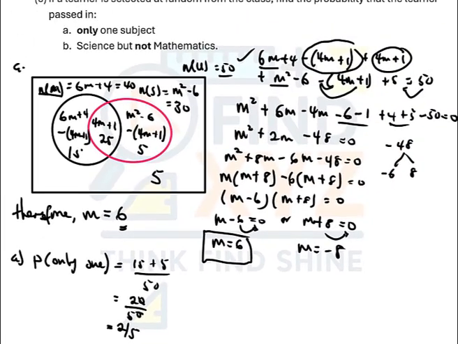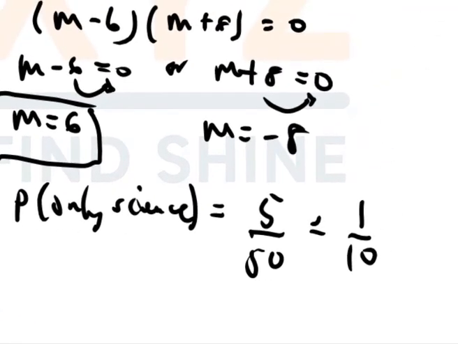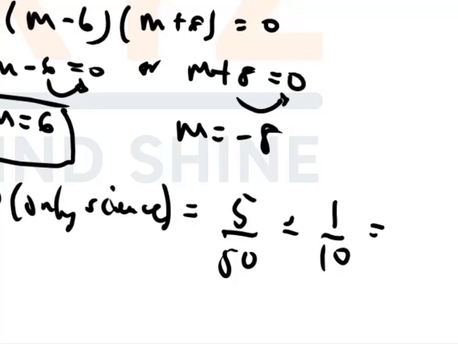Then the last part is the probability that the learner pass in science but not maths. This is a fancy way of saying that only science. We don't want this to be part, right? We don't want mathematics. It is only science, which is 5. So the probability of only science will be equal to the number of only science, which is 5. So 5 out of the sample space, which is 50, and this will give us 1 over 10. So it means that the probability that a student pass only science is 0.1.